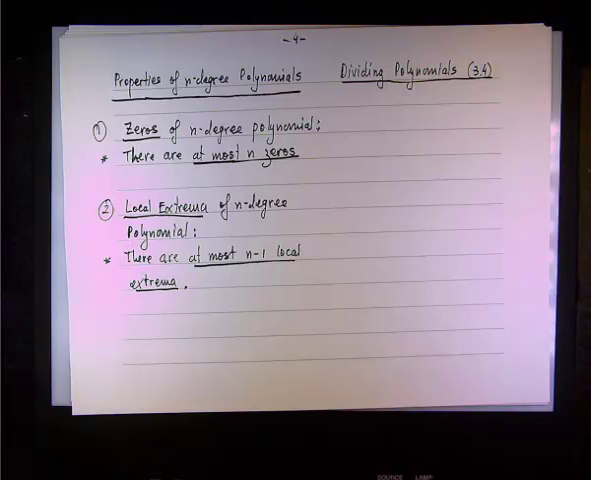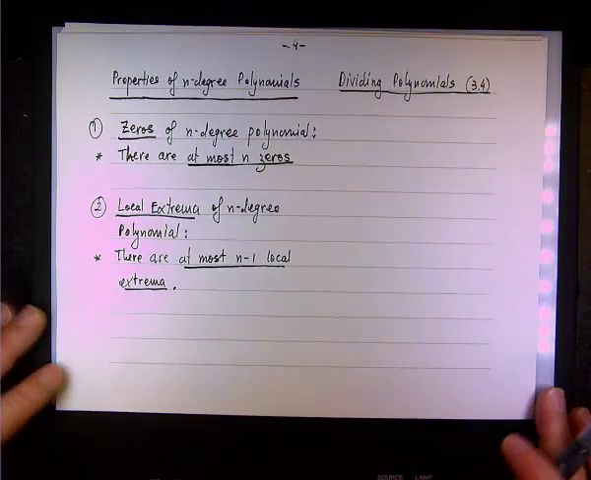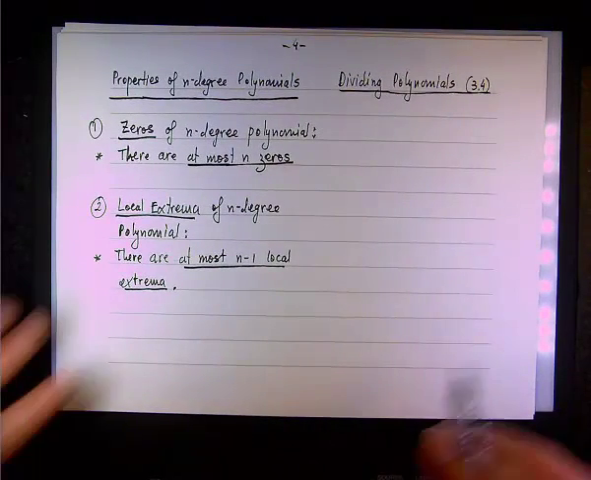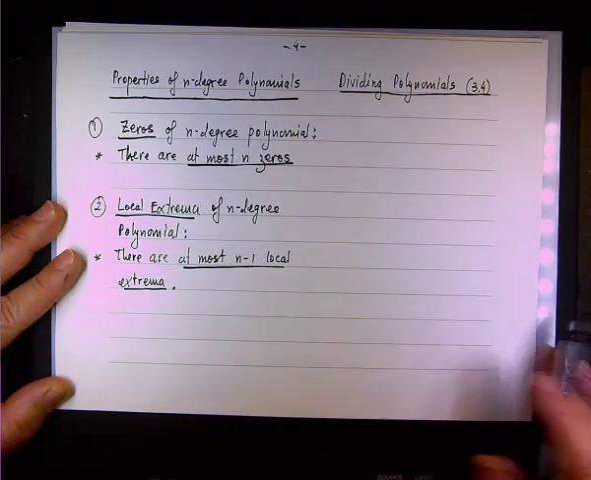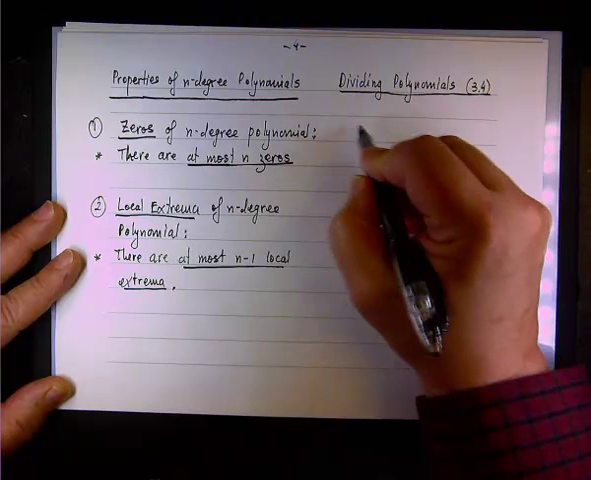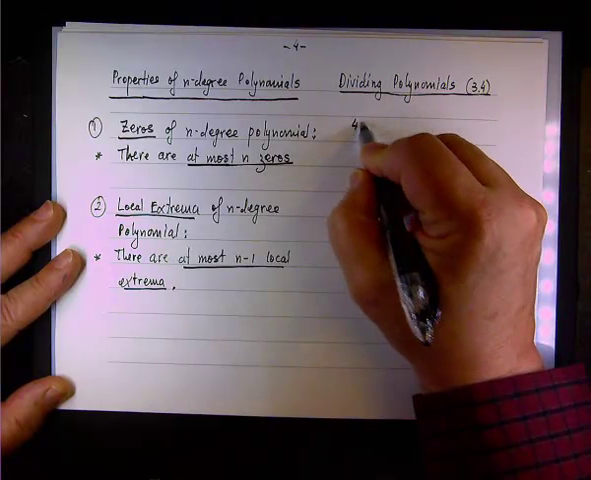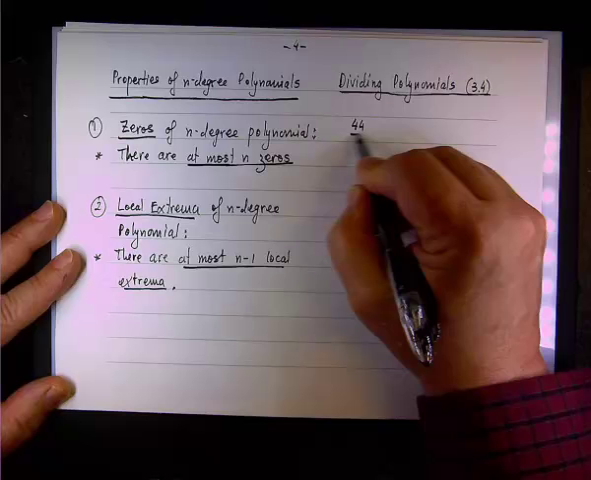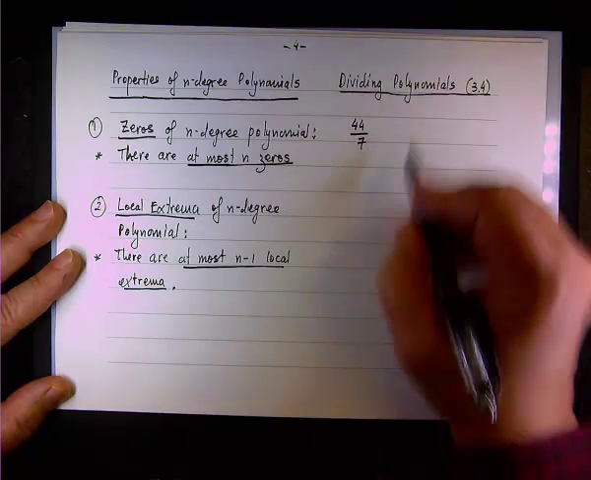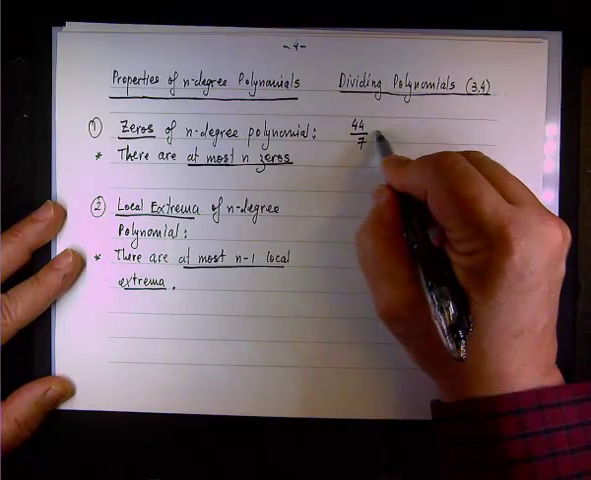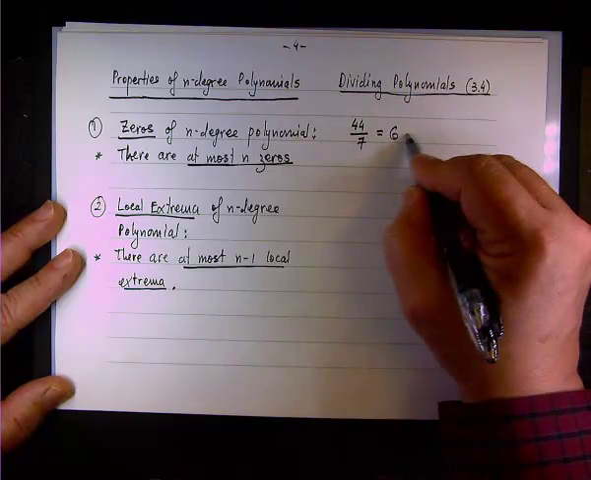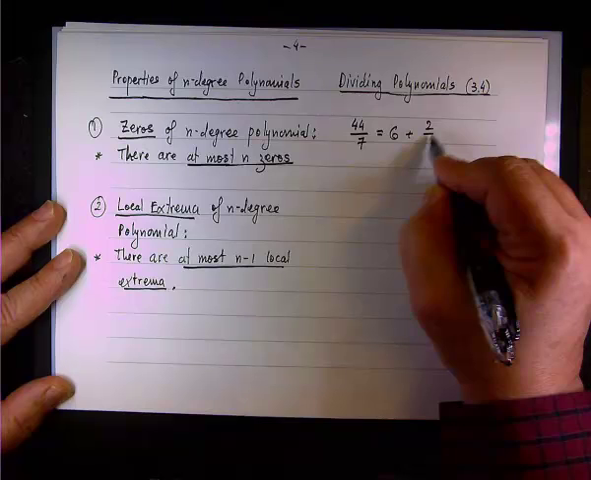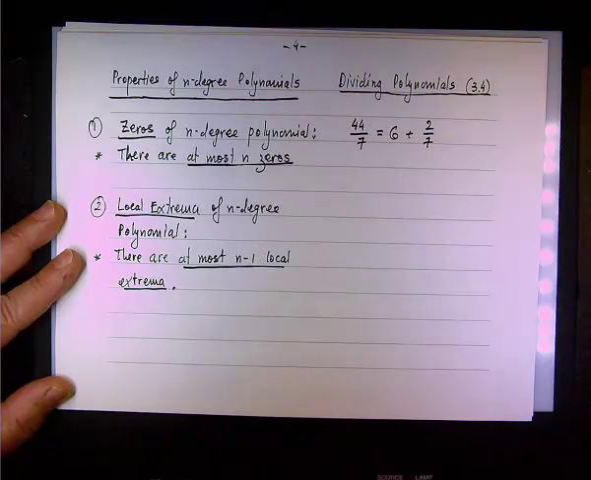Dividing polynomials is very similar to dividing numbers. For instance, let's do 44 divided by 7. If I divide 44 by 7, and I'll write it as a fraction, then the result will be, let's see, 42 divided by 7 is 6, and we have a remainder of 2. So we have 2 over 7.